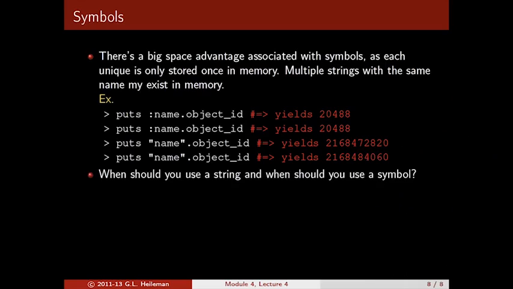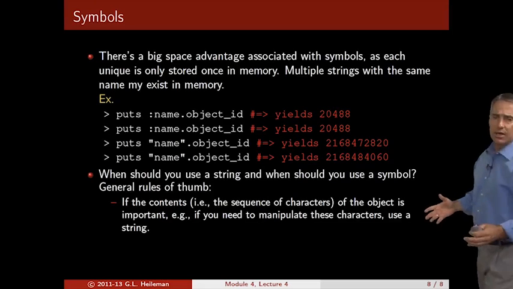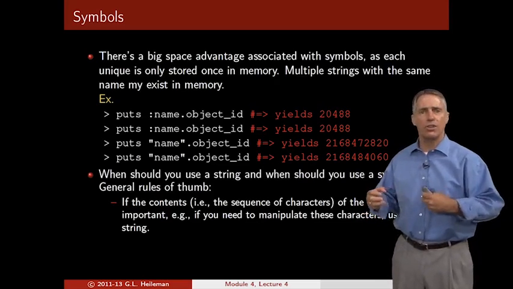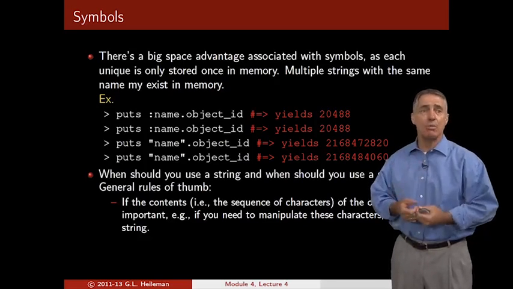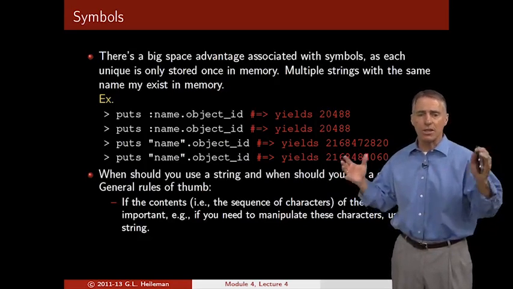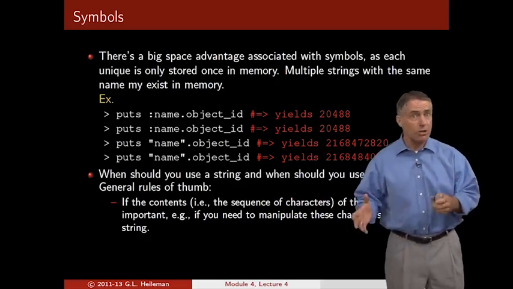So when should you use a string versus a symbol? Well, here's a couple of rules of thumb. If the content of the characters really matters, in other words, that the object is important and you need to be able to manipulate it, for example, it's storing somebody's name and you'd like to be able to change that person's name, they'd like to shorten it or something like that. In other words, you want to be able to manipulate that string, then it should be used as a string.